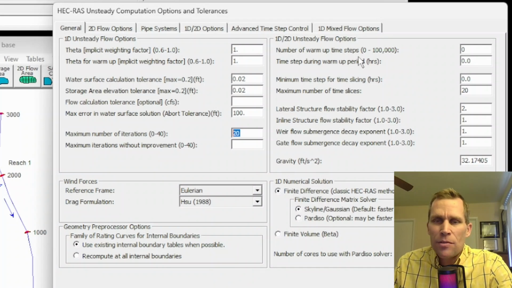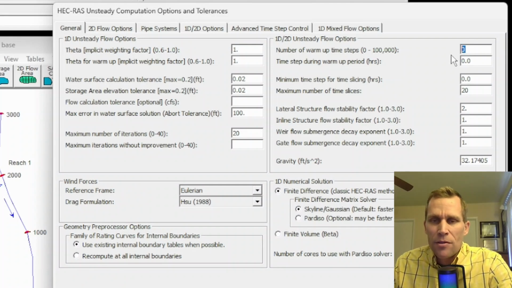If your model happens to be unstable, particularly at the beginning of the simulation, then you may want to use this warm-up period. What we have is the number of warm-up time steps. So what you do is go ahead and type in a positive integer here to specify the number of time steps you want your model to use to warm up. The next field down here is the time interval or time period in hours.